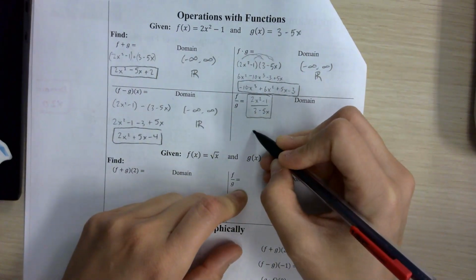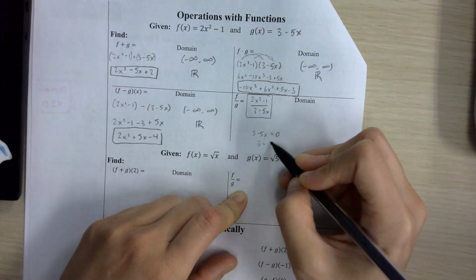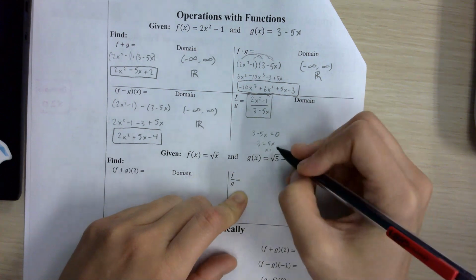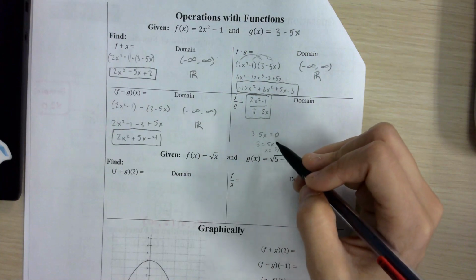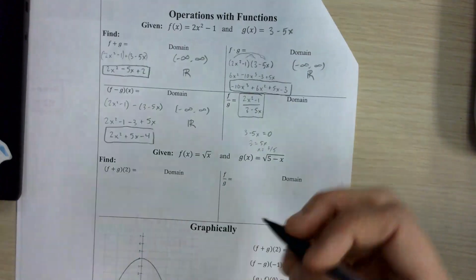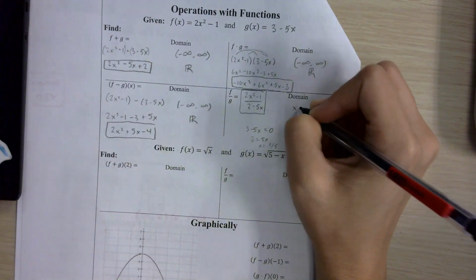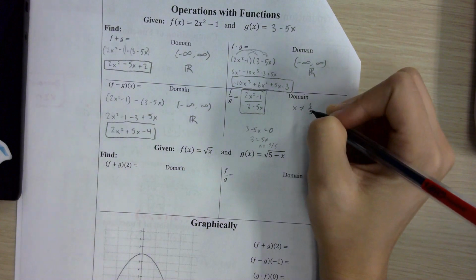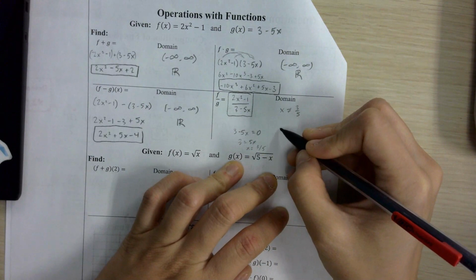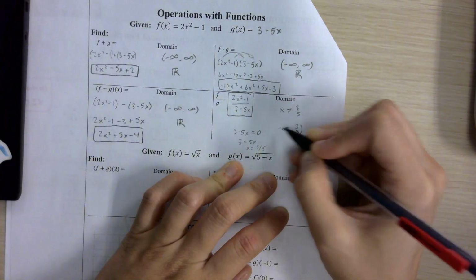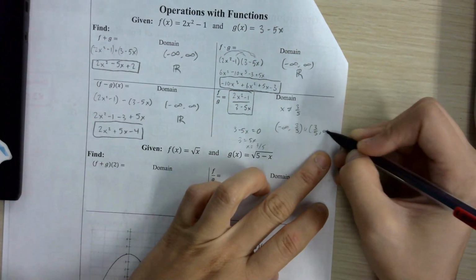So for our domain, we're going to figure out what would make that happen. So we have 3 equals 5x, x equals 3 over 5. So if x were to equal 3 over 5, then something would be wrong with the denominator. So the easy way of saying our domain is x is not equal to 3 over 5. But in interval notation, we could do negative infinity to 3 over 5, and then 3 over 5 to infinity.